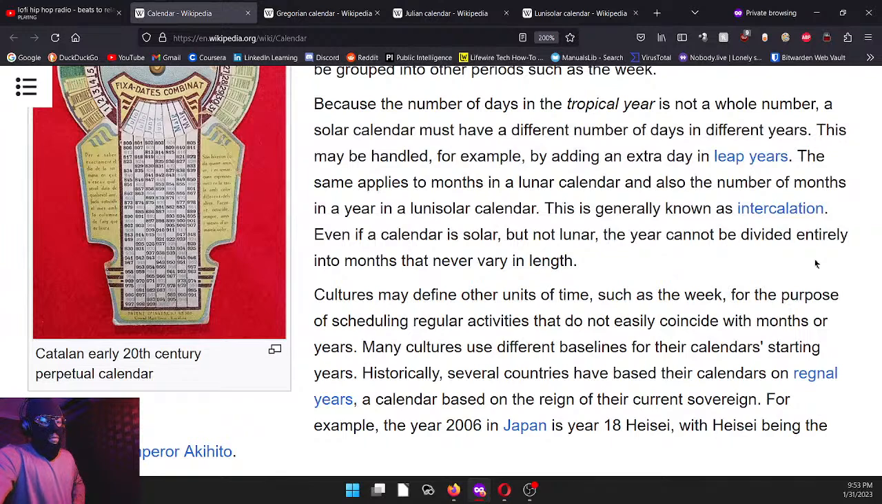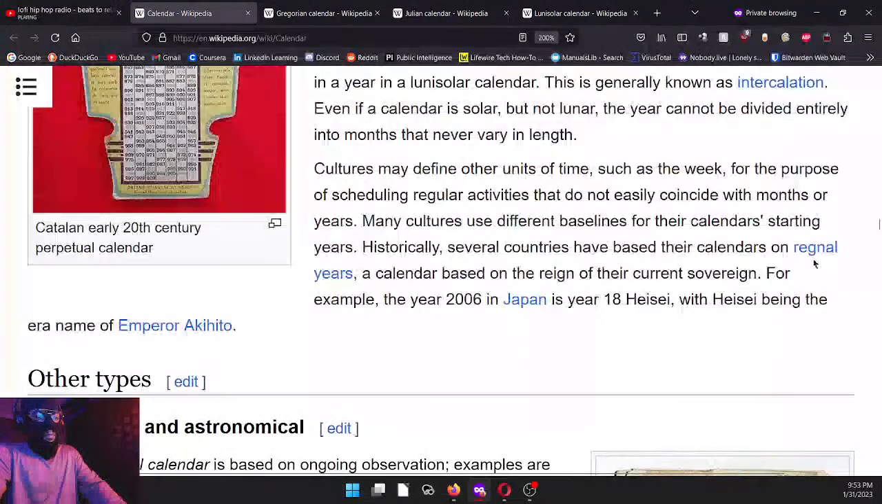Many cultures use different baselines for their calendars' starting years. Historically, several countries have based their calendars on regnal years, a calendar based on the reign of their current sovereign. For example, the year 2006 in Japan is year 18 Heisei, with Heisei being the era name of the Emperor Akihito.